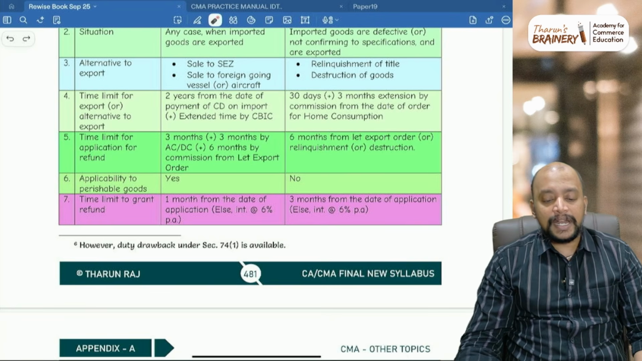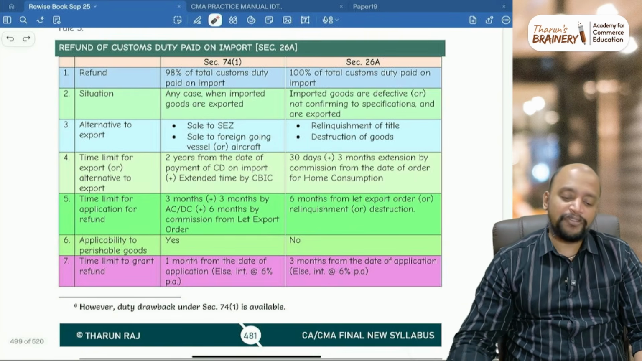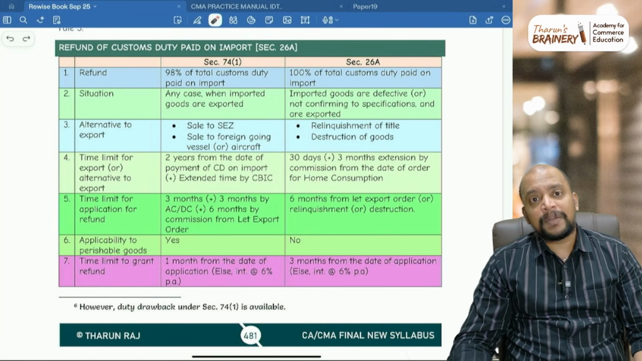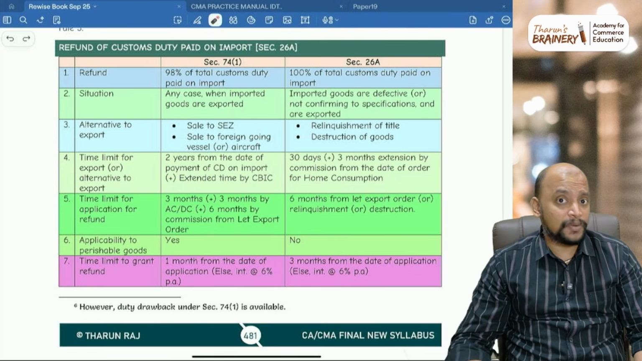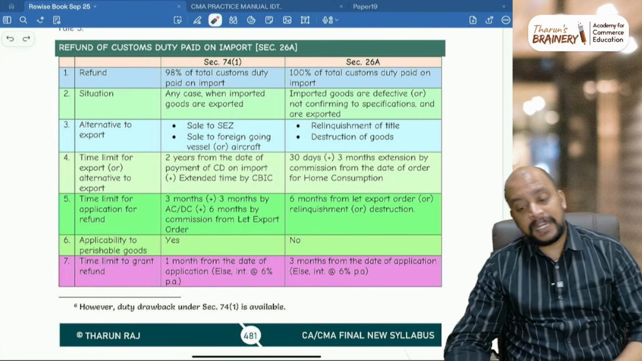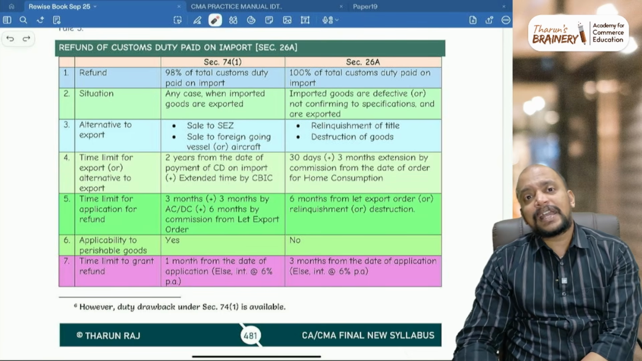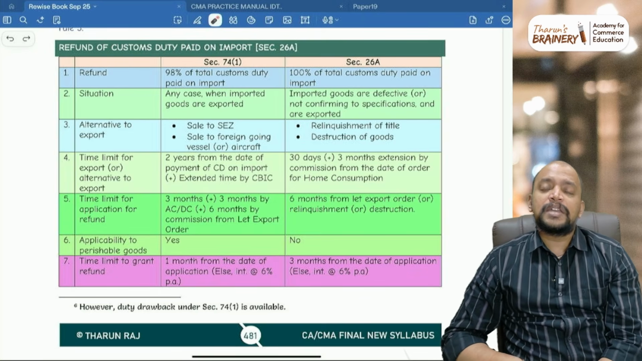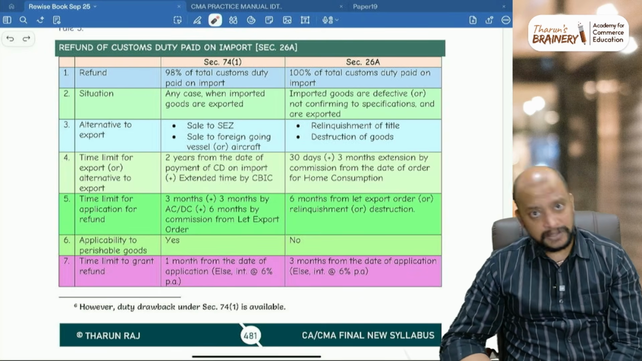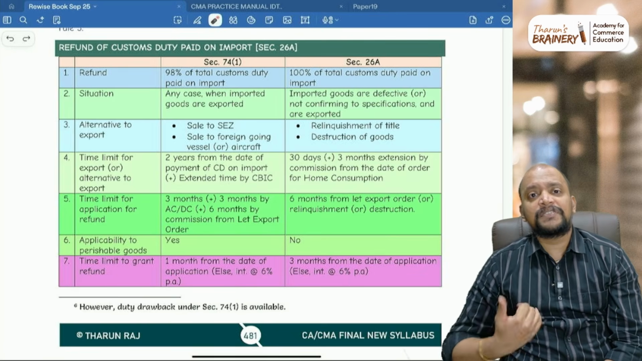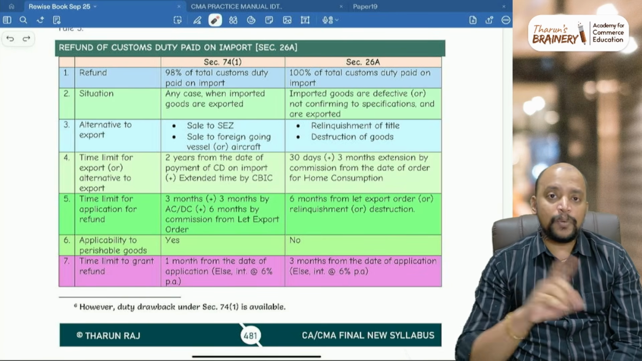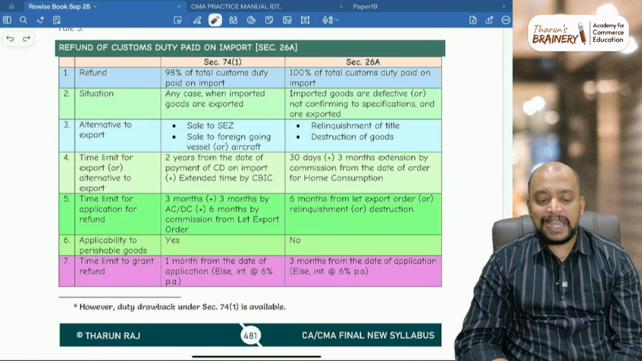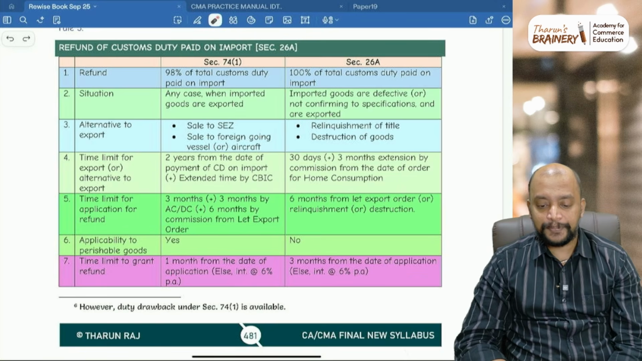And what is the time limit to grant refund? In case of 74.1, 1 month from the date of application. So whenever you make the application, from that date, within 1 month they need to grant the refund, otherwise interest will be at the rate of 6% per annum. Whereas in 26A, what is the time limit within which they need to grant the refund? Usually the refund time limit is 3 months. So when you make the application, within 3 months they need to grant the refund, otherwise they will pay 6% per annum. So here 1 month, there 3 months. So these are the differences between 26A and 74 subsection 1.